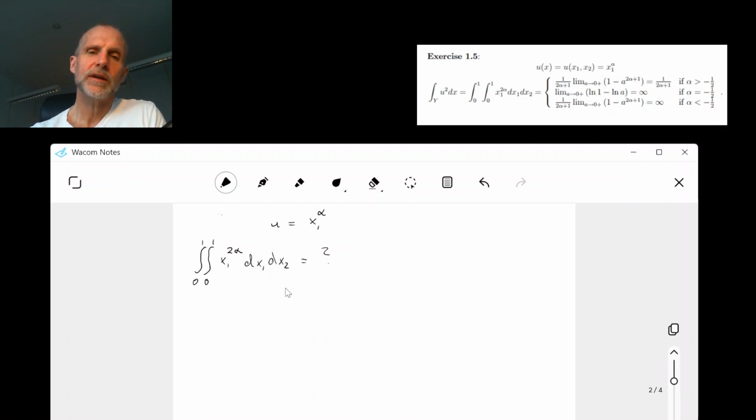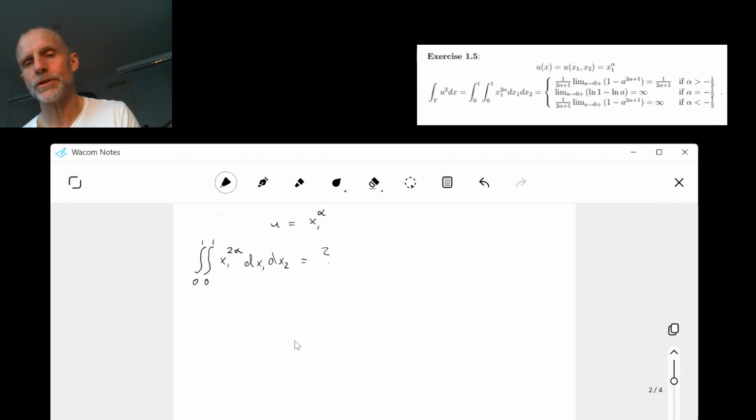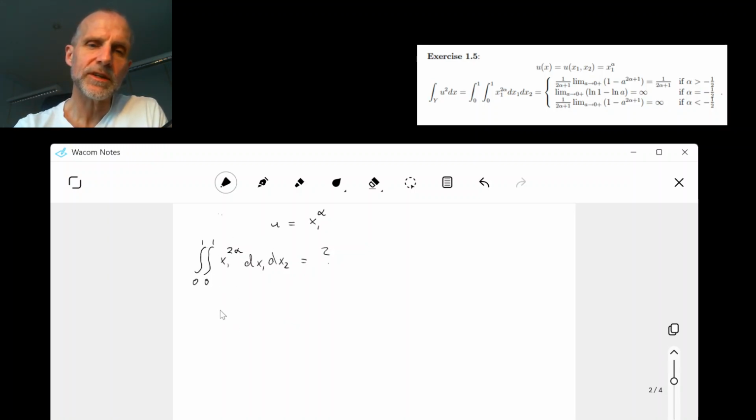And we know that if this integral is finite, then it's, of course, a Lebesgue function. If it's not finite, if this integral is infinitely large, then this function cannot be a Lebesgue function. So in order to compute this integral, what are we doing?